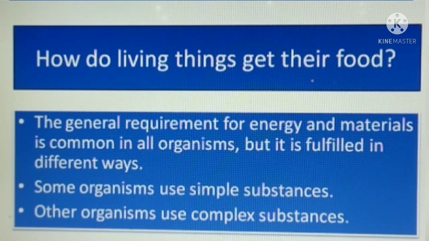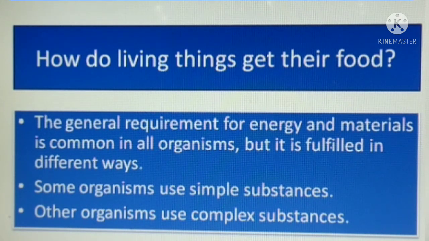How do living things get their food? The general requirement for energy and material is common in all organisms, but it is fulfilled in different ways. So all living organisms require what? Energy for their survival. And they also require what? Materials, ATP and glucose. So from ATP and glucose, the living organisms are getting the energy.